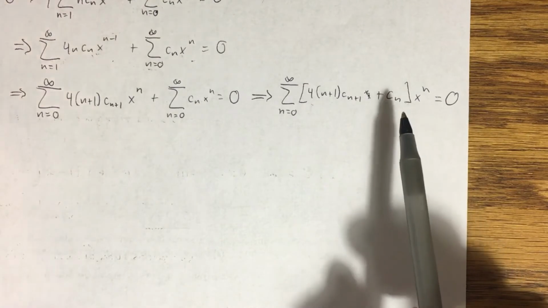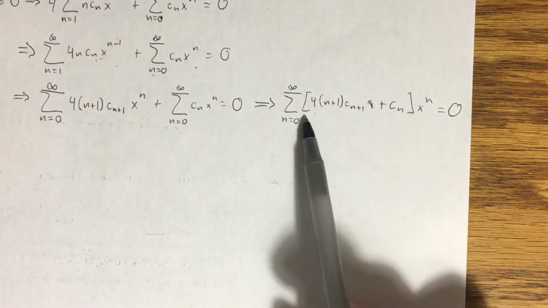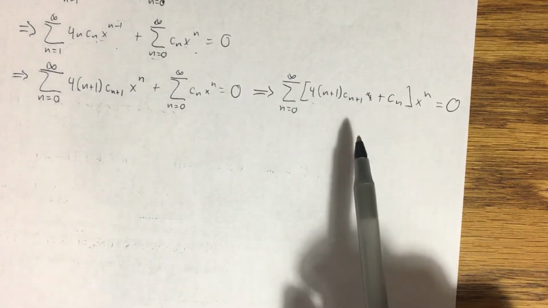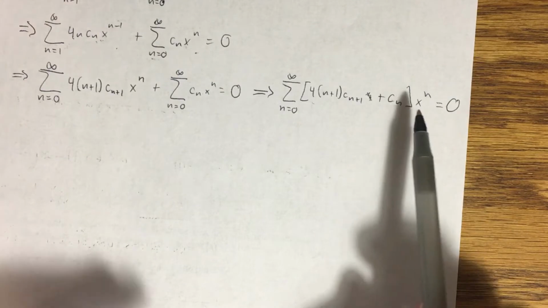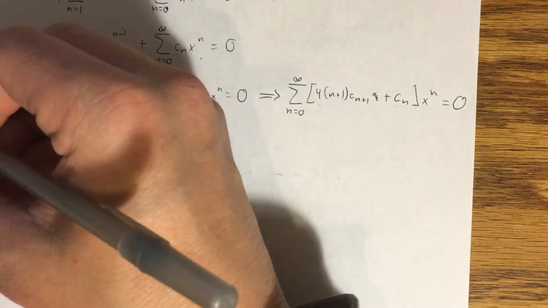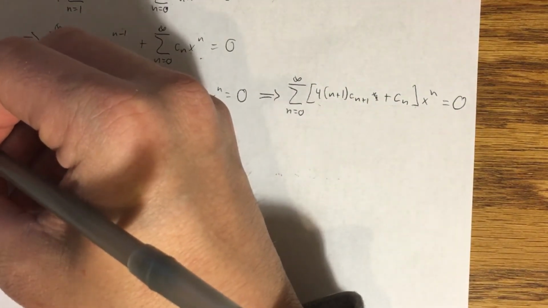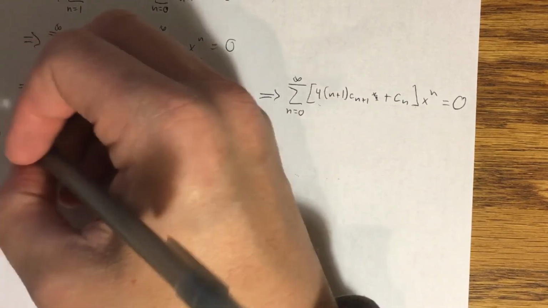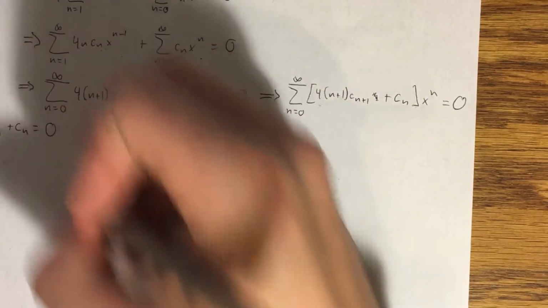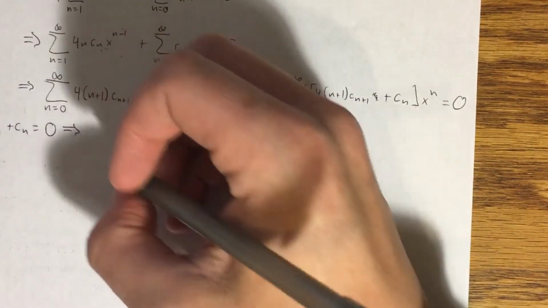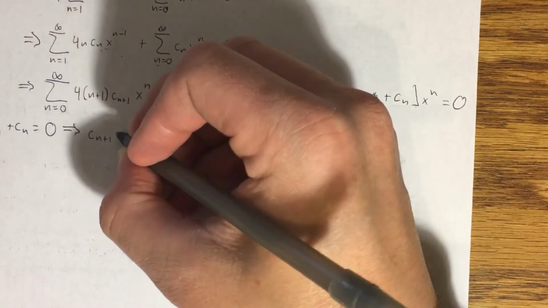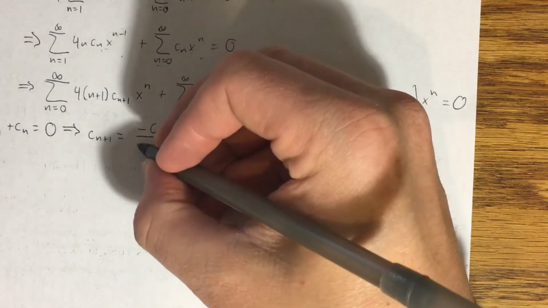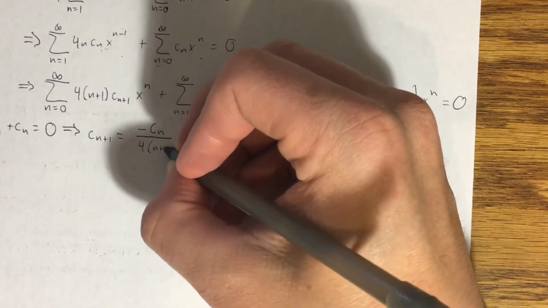And that's where we use that identity property. If this is true, then every single one of these coefficients for every single term in that series needs to equal 0. And so I can take that coefficient out, set it equal to 0, which gives me this: 4 times n plus 1 c_(n+1), plus c_n equals 0. Or, equivalently, c_(n+1) is equal to negative c_n over 4 times n plus 1.